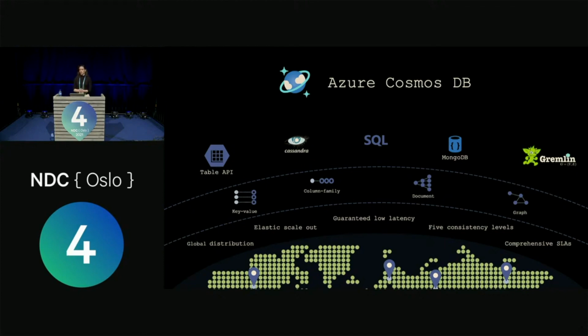Azure Cosmos DB, I hope that everyone has at least heard about it. For those who haven't, it's a globally distributed, multimodel, massively scalable database. You can see that different APIs are supported: Table API, Cassandra, SQL, MongoDB, and Gremlin for graph. By default, there is the SQL API.